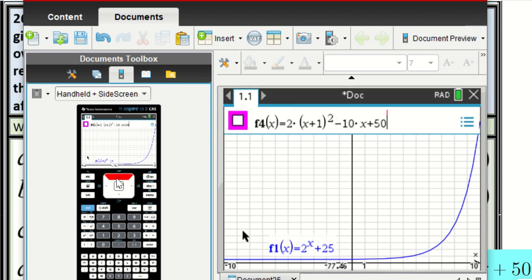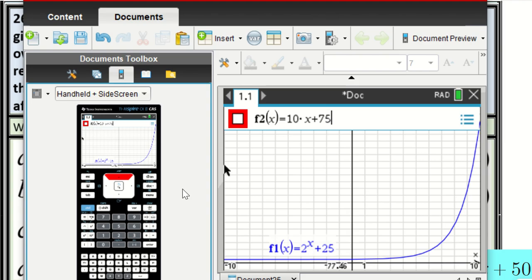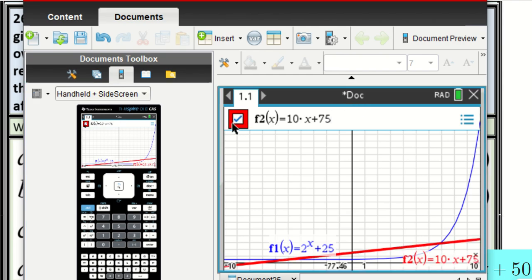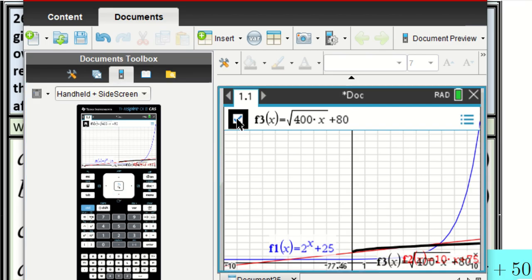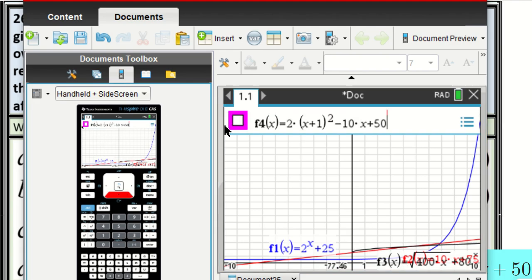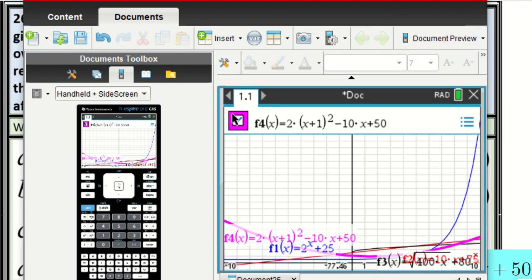Now let's look at F2. 10x plus 75. Now F3. And finally, F4.